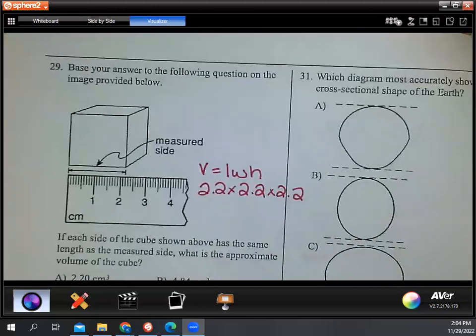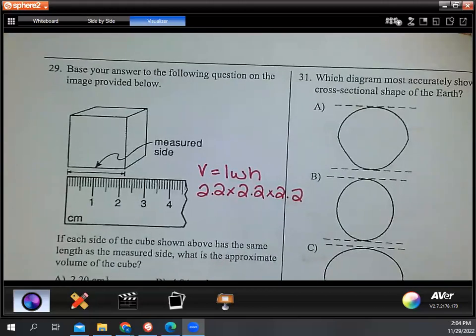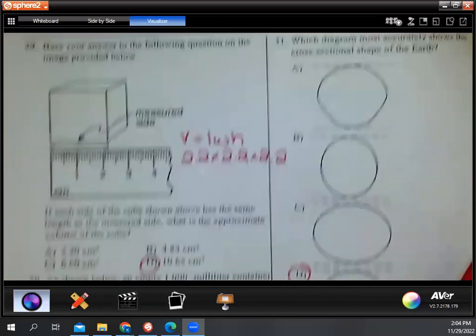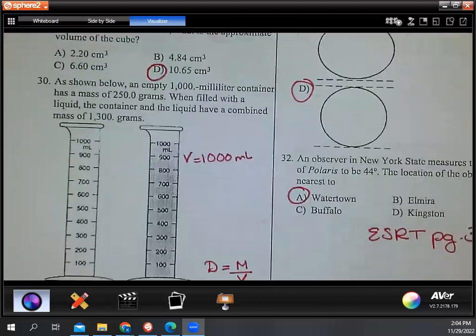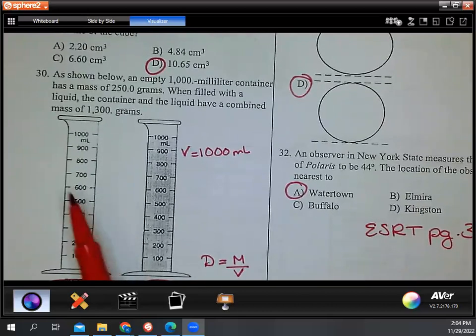Okay, 29 was on the last two tests, and we're still having trouble with it. Here it is again. They give you the side of a cube, and they want you to find the volume. You could just do side cubed, or volume equals length times width times height is probably the formula you are more familiar with. So 2.2 times 2.2 times 2.2, you put that into the calculator and you get 10.65 centimeters cubed. This was on the last two tests. This test, we did better on this one.